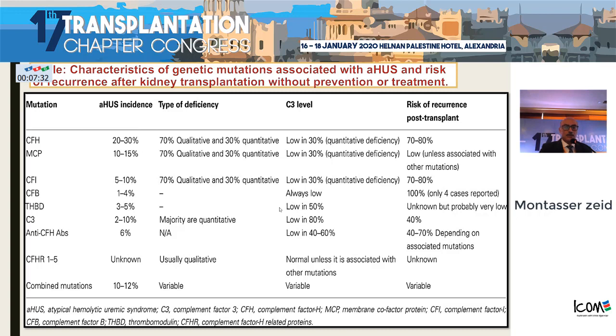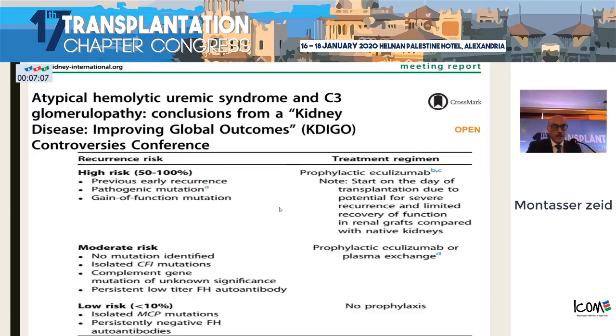Membrane cofactor protein mutations occur in 10 to 15%, and have a very low incidence of recurrence after transplantation. Complement factor I mutations occur in 5 to 10%, and recurrence is high, about 70 to 80%. Thrombomodulin mutations occur in 3 to 5%, and probably have a very low incidence of recurrence after transplantation. The recurrence risk, if high, is from 50 to 100%.